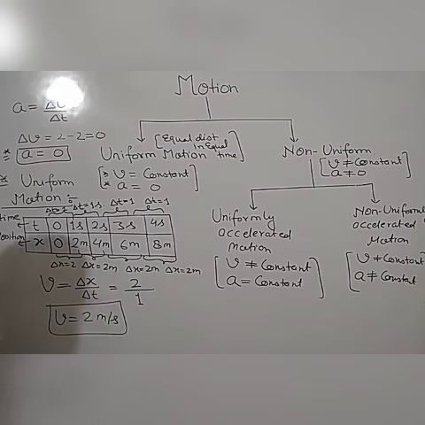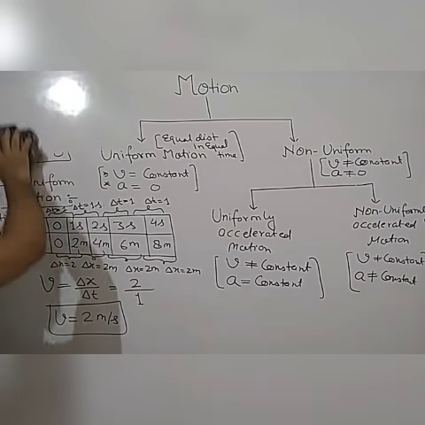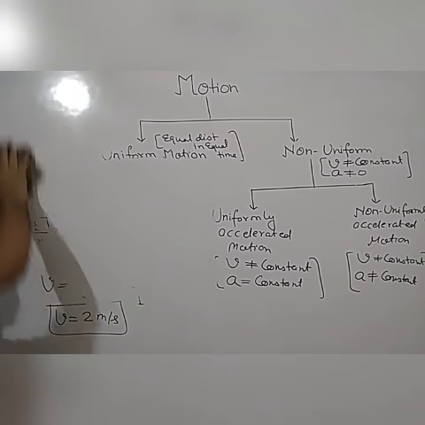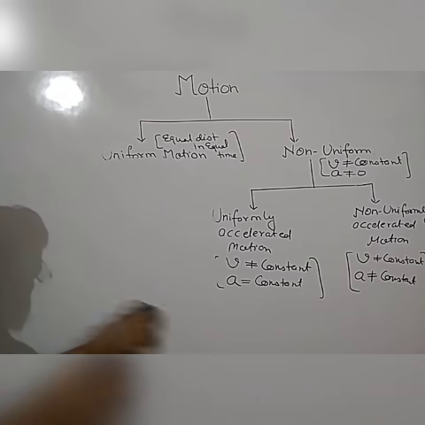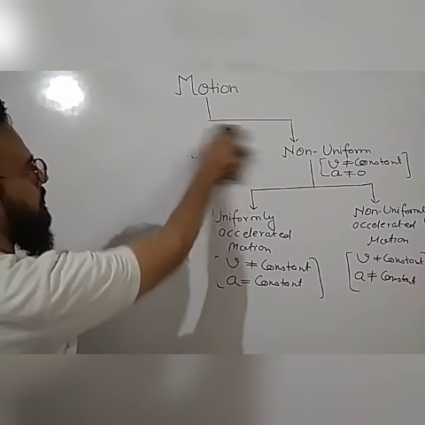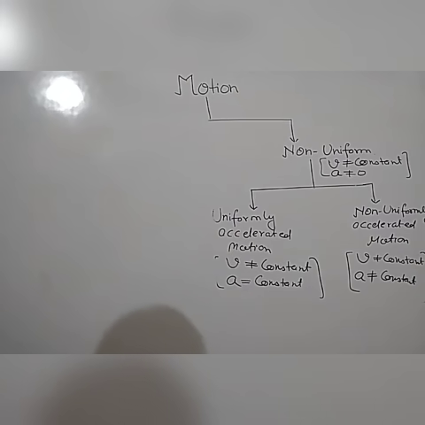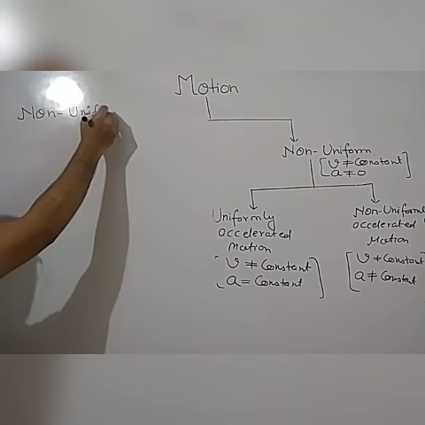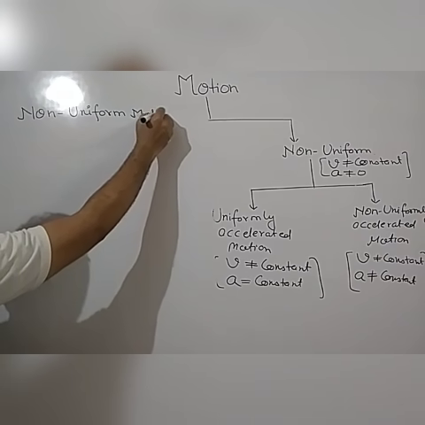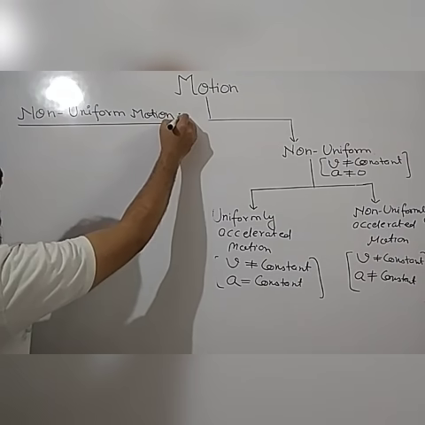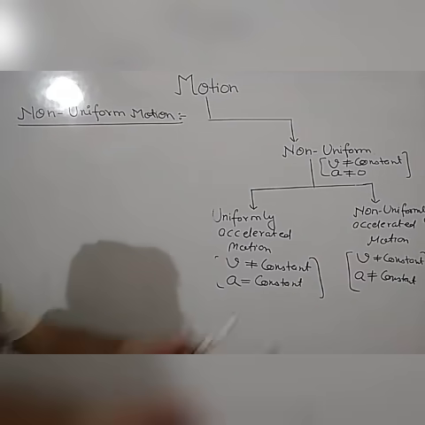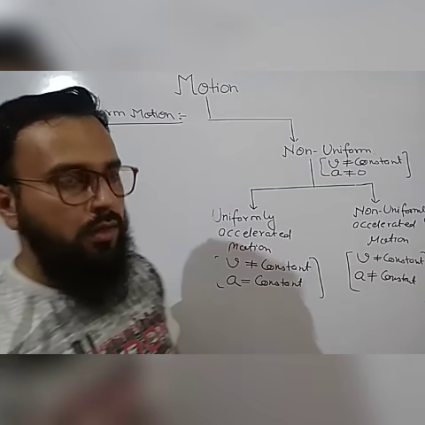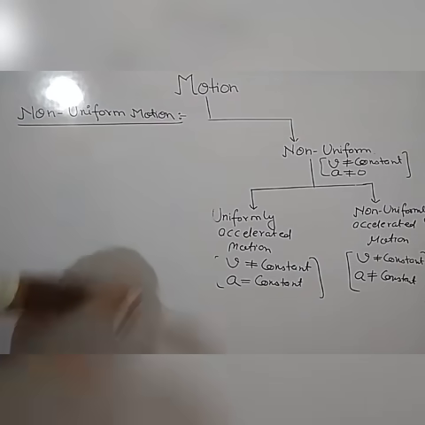Now coming to the second type of motion, which is non-uniform motion. So the basic condition I have already written here: velocity will not be constant and acceleration will not be zero. Now let us understand this motion in detail also.